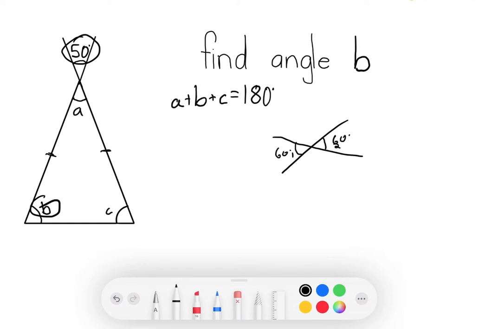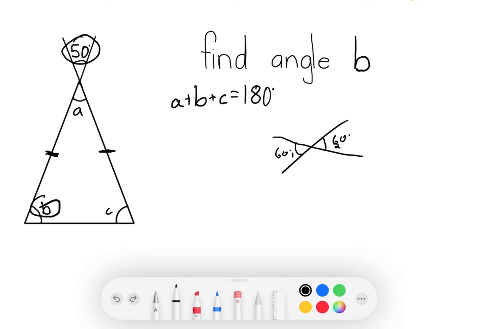Now, we also need to know one more thing. Whenever you see two lines with marks like this, as you see here, that means that those two lines are equal, or have the same length. So that means this line has the same length as this line.